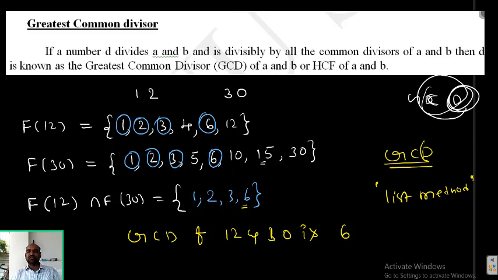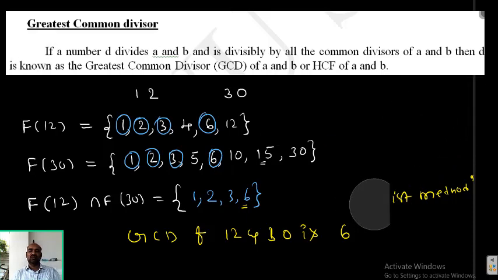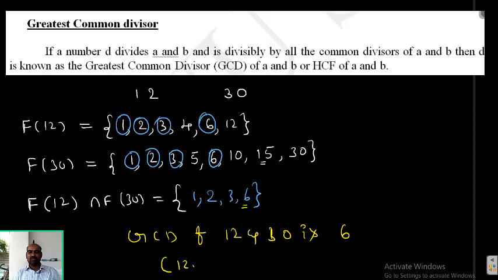First of all, the divisors of the numbers should be found, then the common divisors, then the greatest common divisor. So through this example, I found the GCD of the numbers 12 and 30. That is 6. Or symbolically, you can write the ordered pair (12, 30) equal to 6.